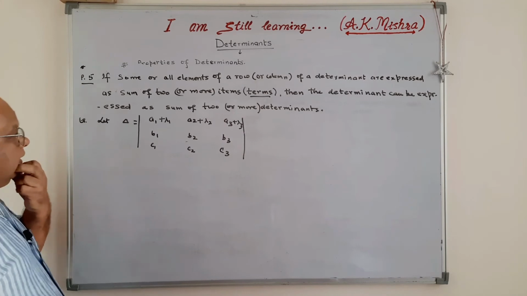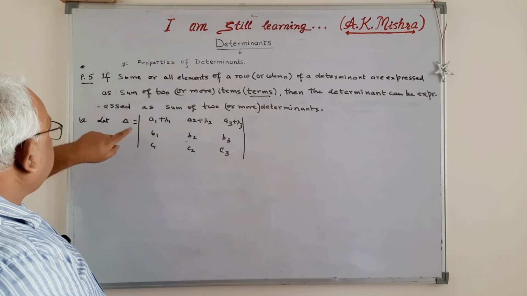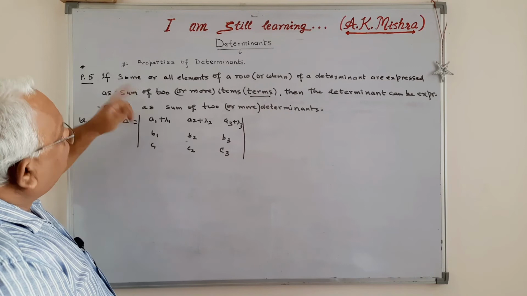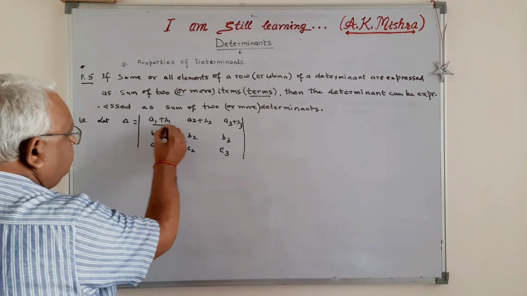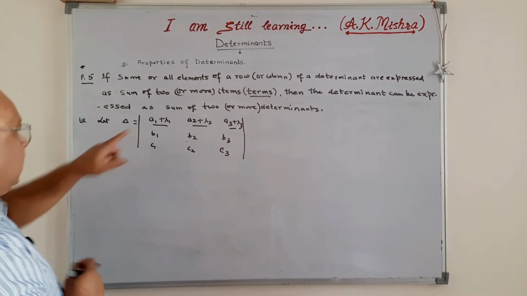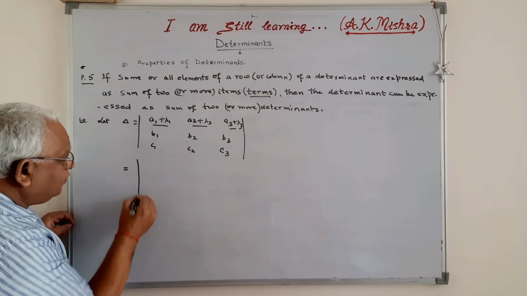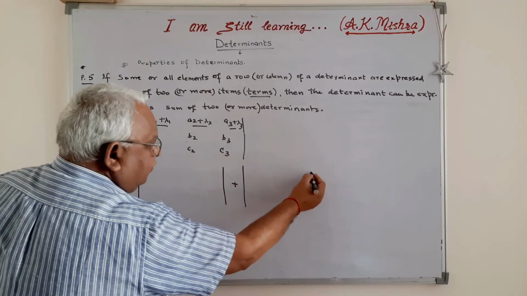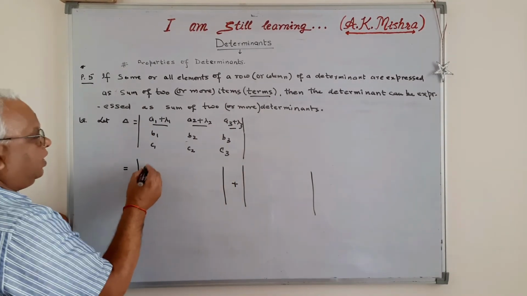This is the determinant. What he is saying, according to the property, is that if some or all rows or all columns of a determinant are expressed as the sum of two or more terms, then this determinant can be expressed as the sum of determinants. Since here two terms are there, the determinant will be split into two.